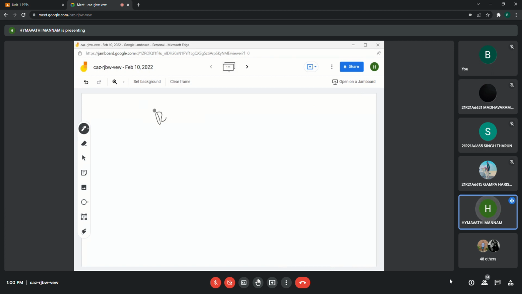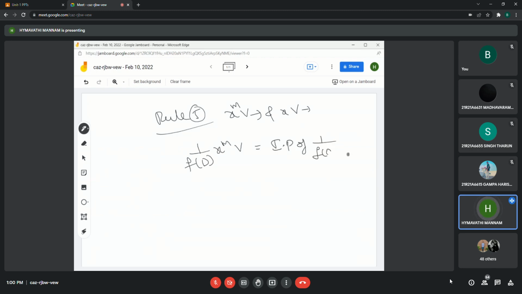Rule 5. So rule 5 is x to the power m into v, and x into v. So v is a sine function. If it is a sine function, how can we find the particular integral of x to the power m into v? You have to write the imaginary part of 1 by f of d into e power iax into v. Now this reduces to the rule 4 and then find out.